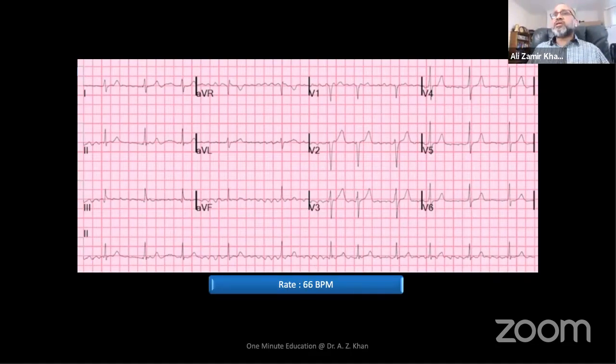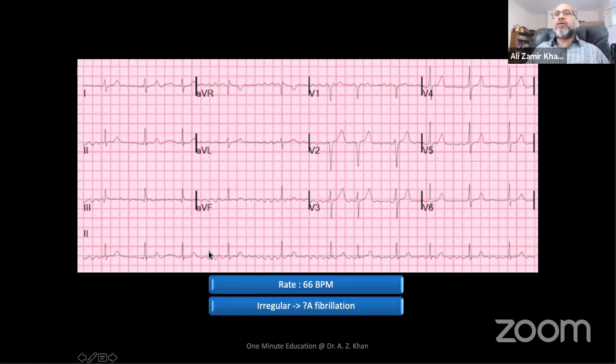So here is another ECG. We have to calculate the rate. Rate is 66 beats per minute. Number of R waves in a 10-second rhythm strip: 1, 2, 3, 4, 5, 6, 7, 8, 9, 10, 11. So 11 into 6 is how you do it. So 11 into 6, so rate will be 66 beats per minute.